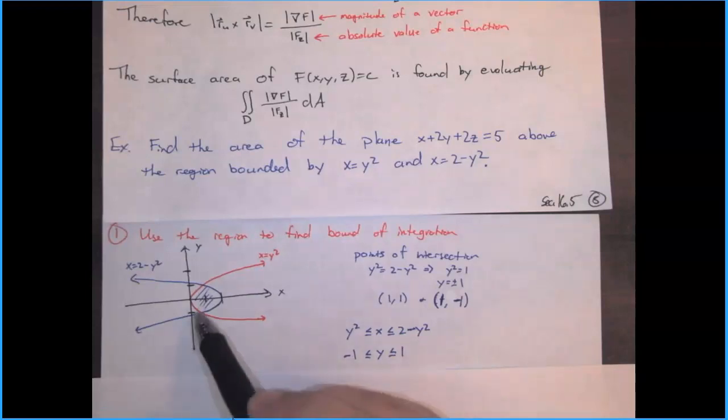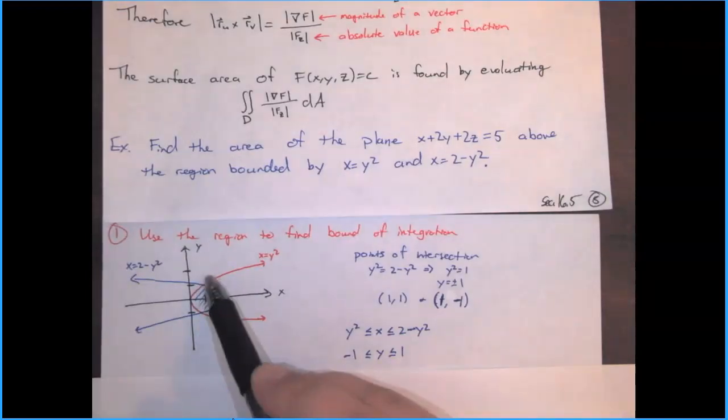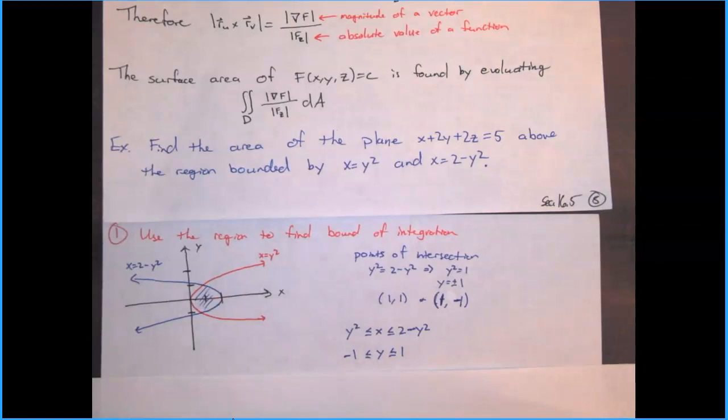I'm going to need to know what these points of intersection are. Where do these two parabolas intersect? I can set the equations equal to each other. They're both solved for x, so that means y squared has to equal 2 minus y squared at these two points, because that's where the curves intersect. I solve that, and I get y equals plus or minus 1. So those two points are (1, 1) and (1, negative 1). Those are the two points of intersection.